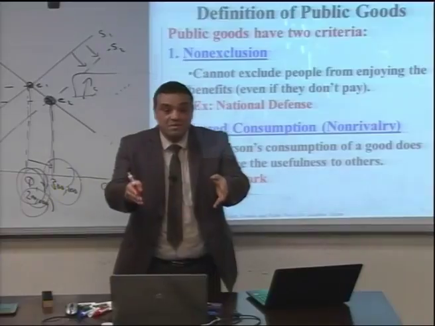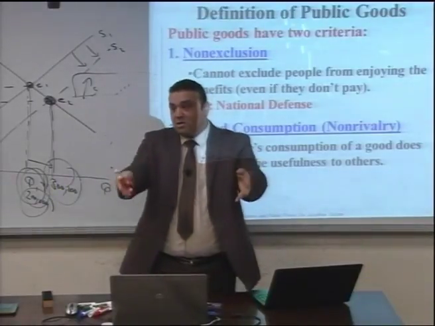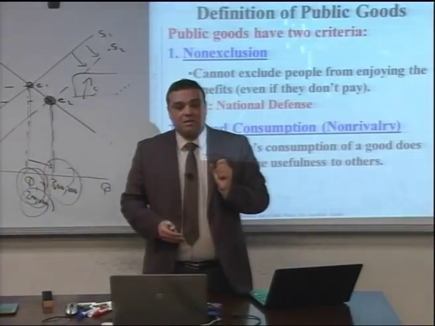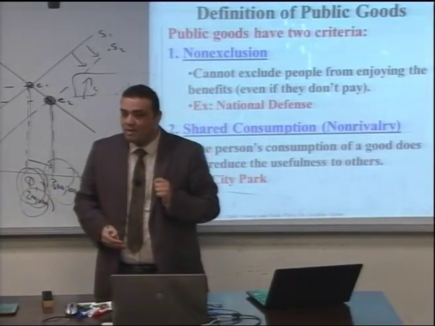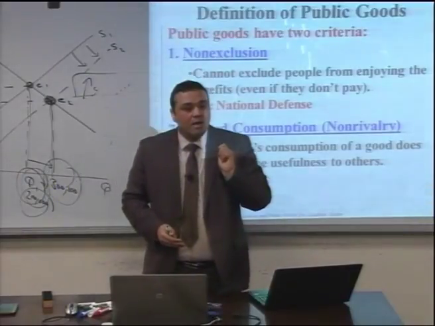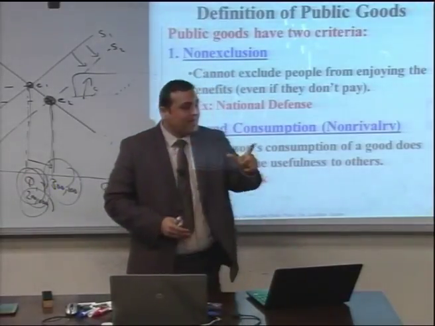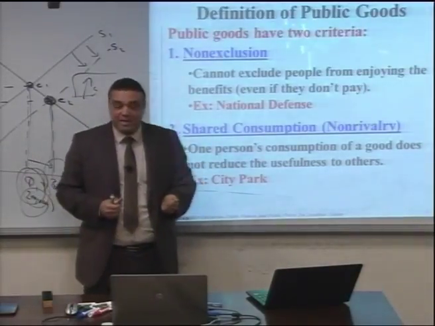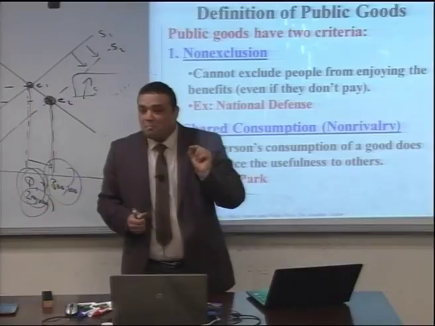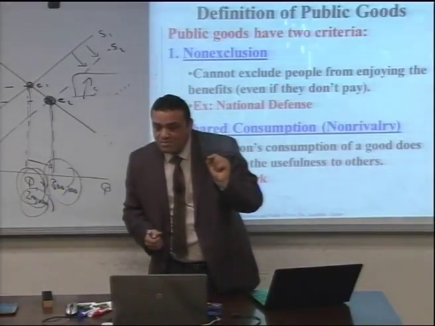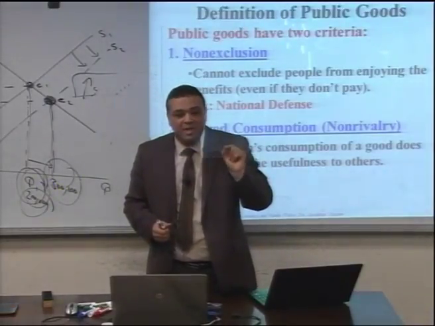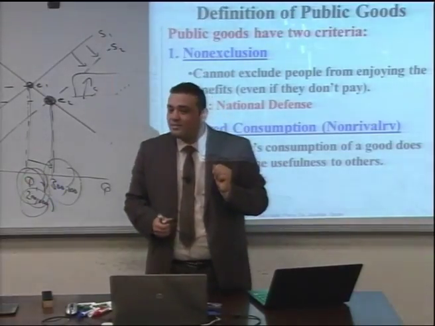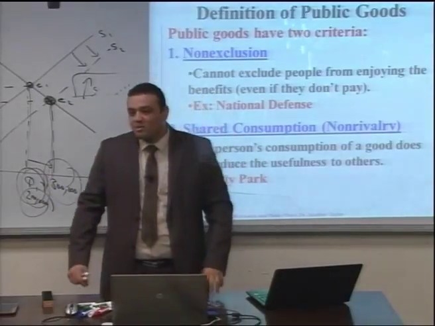In private goods, no. If you go to a restaurant and want to buy something, you have to pay. And if you bought a slice of pizza, you will prevent someone else from buying it. So private goods are excludable and rival. Public goods are non-excludable and non-rival.